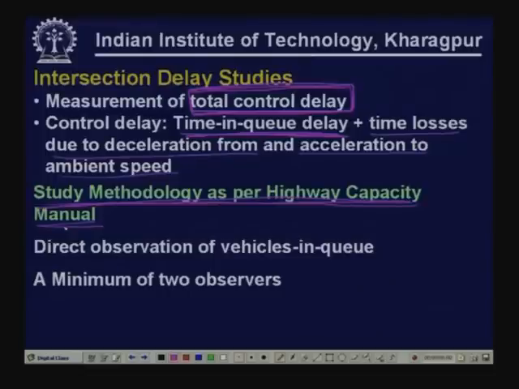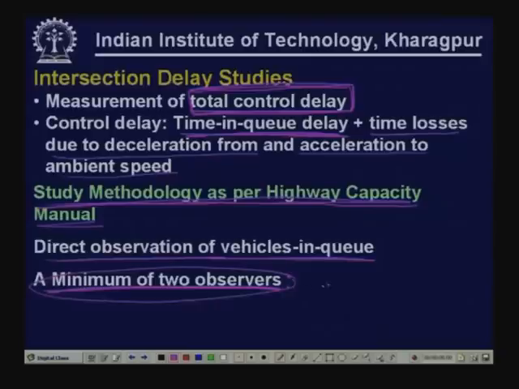Here there are two salient features. One is direct observation of vehicles in queue. So, we directly observe in the field vehicles in queue. Of course, we measure many other quantities also, which we will discuss in detail. And to carry out this intersection delay study as per the Highway Capacity Manual, we require a minimum of 2 observers. So, we shall now elaborate what observer 1 will do and what observer 2 will do, to get a more detailed understanding about the data requirement and the process.